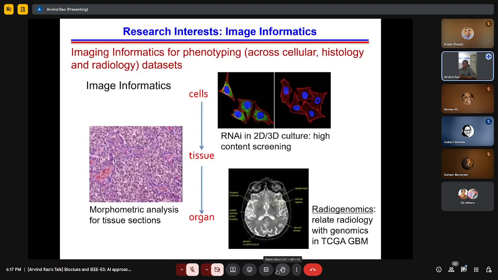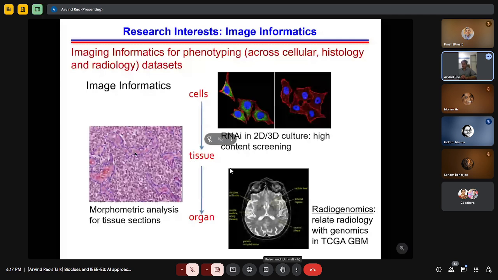As Prash said in the beginning, my group's work is on image informatics. We do a lot of work looking at images as data and analyzing them, extracting all kinds of information, which could be cell information, tissue information, or even radiology information. So this is cells, this is tissue, and this is radiology images.